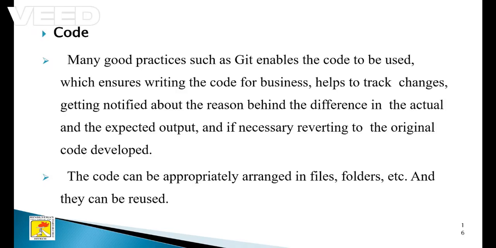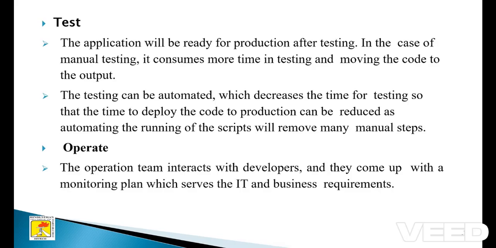Third process is code. Here, good practices such as GitHub enable the code to be used in a step-by-step process, which helps to track the changes and get notified about the reasons behind the differences in the actual and the expected output. And if it is necessary, reverting to the original code is possible. The code can be appropriately arranged in files and folders, and they can be reused again.